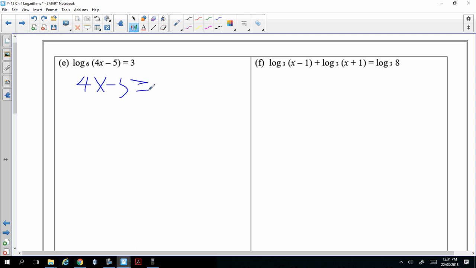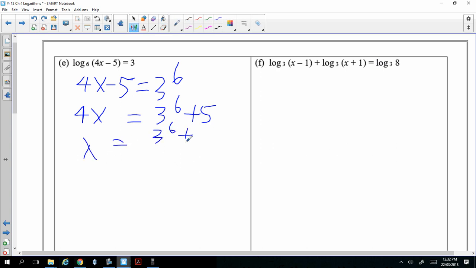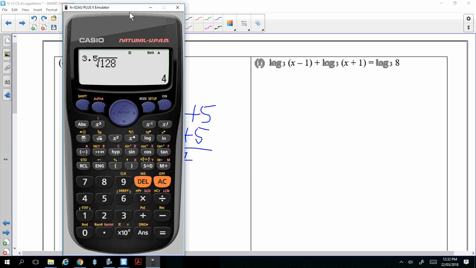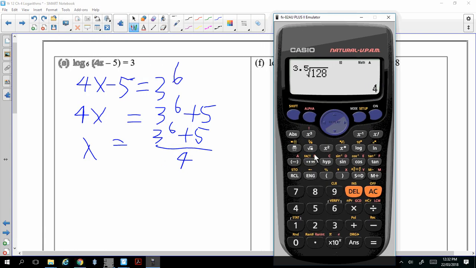4x is 3 to the power 6 plus 5. And then x equal to, divide that by 4. Alright, so let's do that. Let's have a try. 3 to the power 6, and then plus 5. Then divide by 4. We're going to divide, 183.5. Yep, you're right. 183.5. Okay, done.